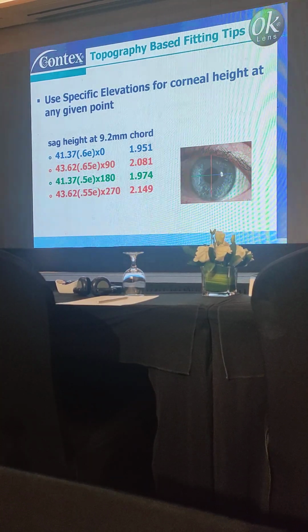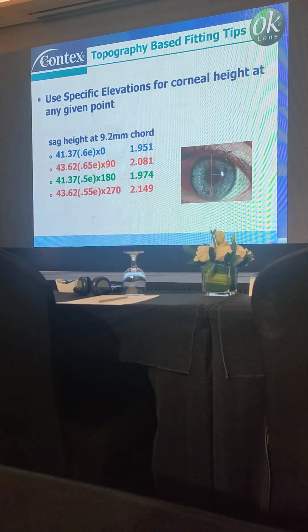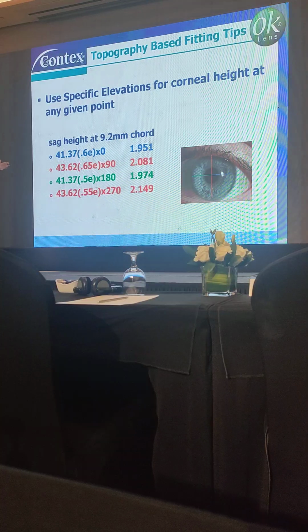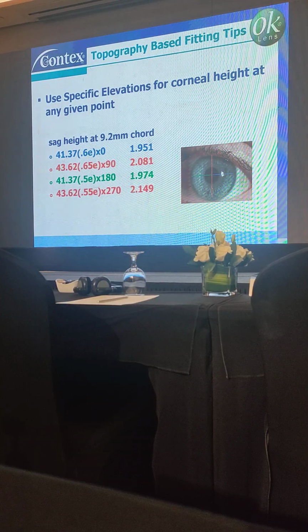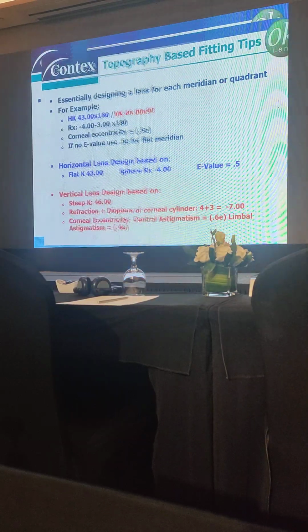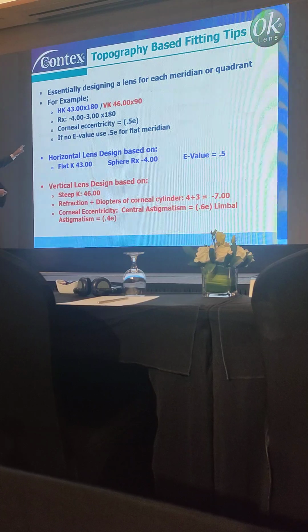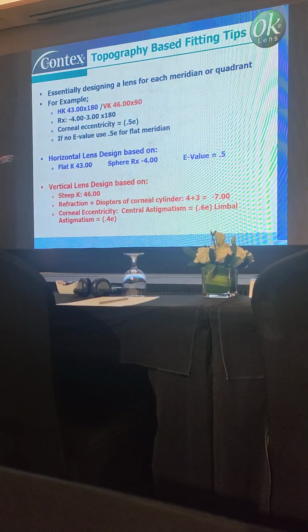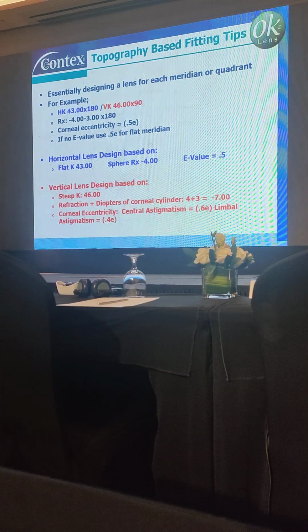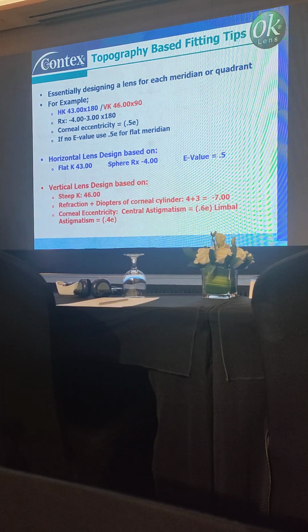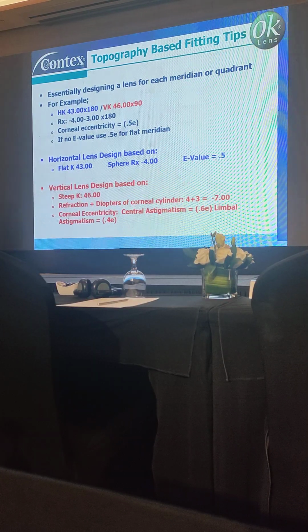So using specific elevations for corneal height, I think that's similar to the other slide. This is at a 9.2 chord for a 10-0 lens. Just a little variation from what we were looking at. This is where we're getting into something a little more complex, because you're looking at a case here that's 43 over 46, -4, -3 at 180.